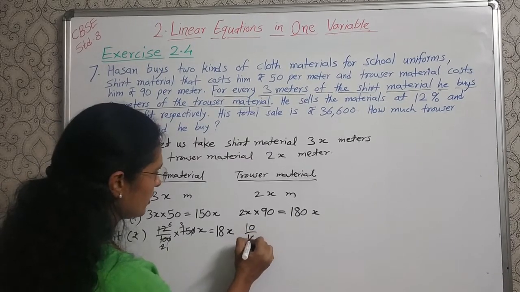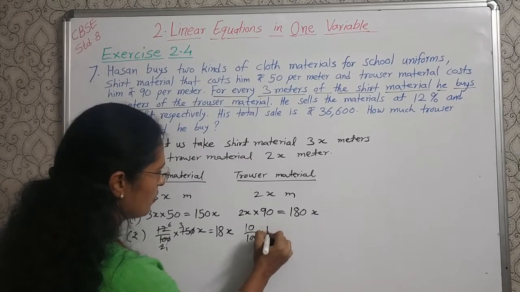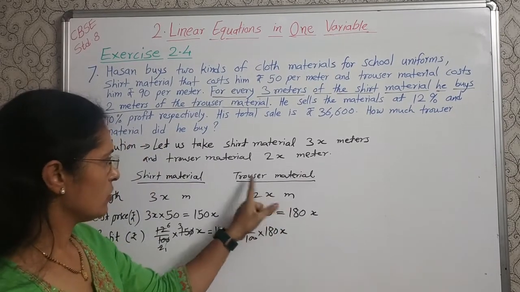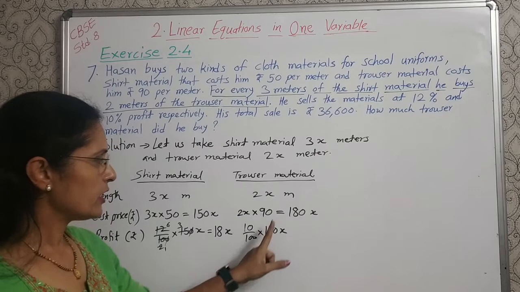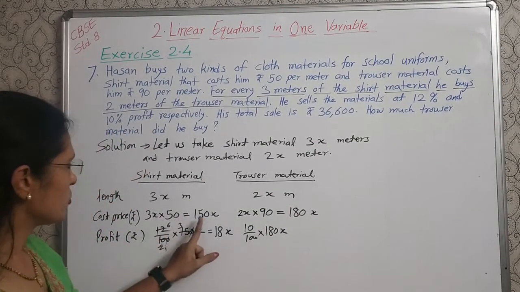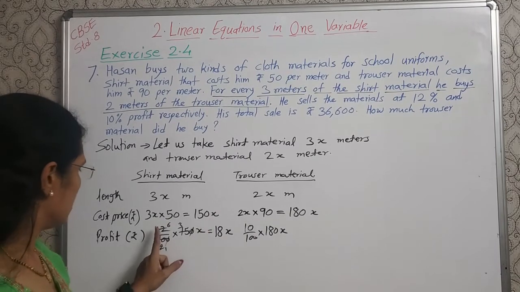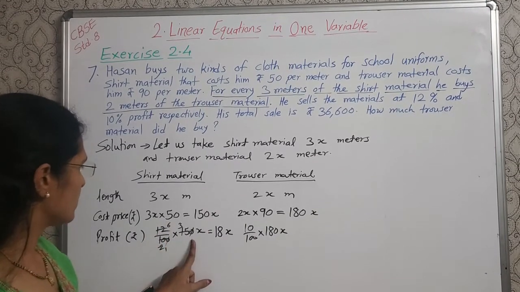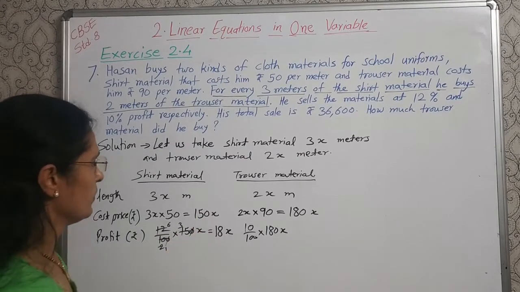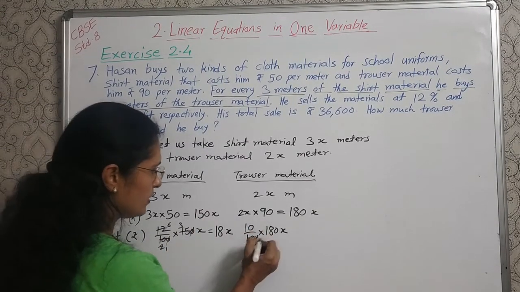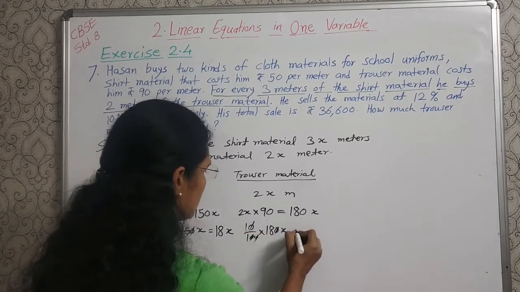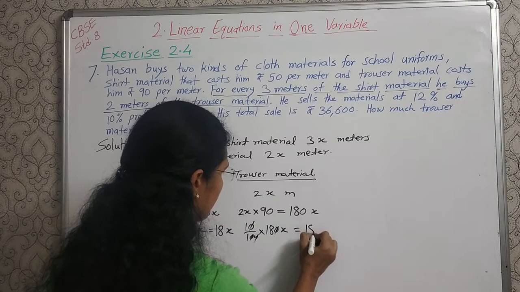So 10% of 180x, because this is the cost price of this trouser material, and we will calculate the profit on the cost price. Here also we calculated the profit of 12% on the cost price of shirt material. Cost price of the shirt material was 150x. Now simplify here, 0 0 cancel, and here also 0 0 cancel. So this is 18x.